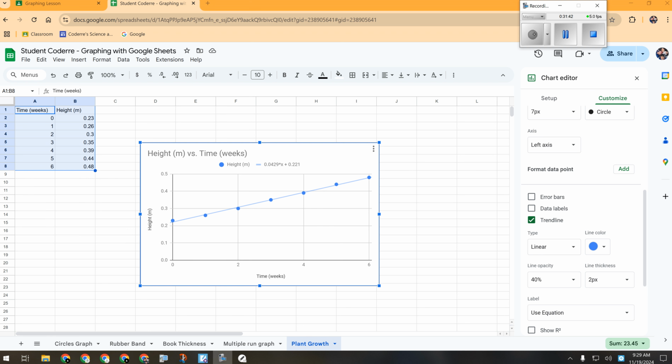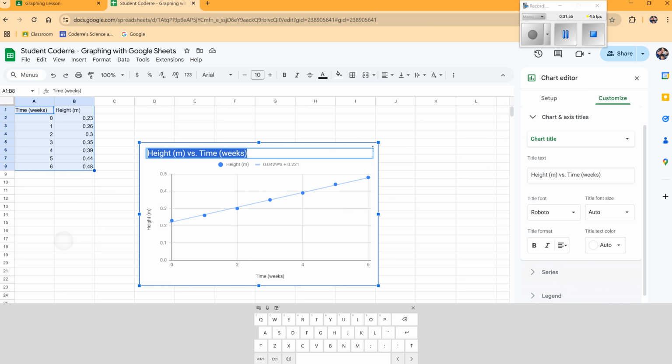And then it's telling us that the initial height of the plant was what? 0.23. Yeah, 0.22, according to my line. Right, my y-intercept says that the initial height of the plant was 0.22, even though my data says 0.23. Is that okay that those two numbers don't agree? Yes, your best fit line is an average of all of your points.